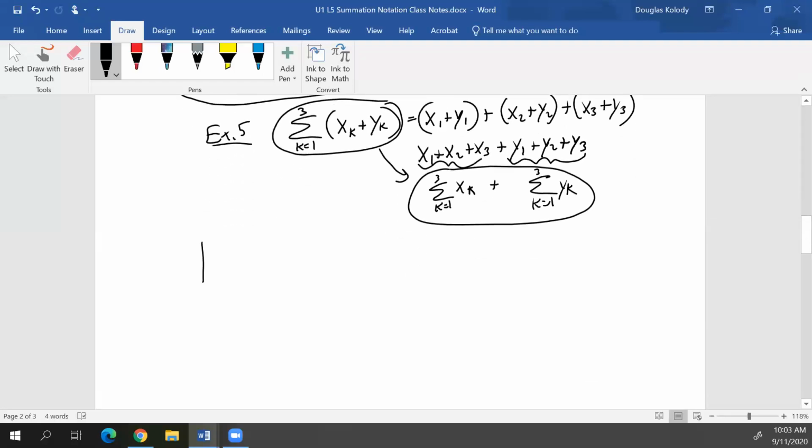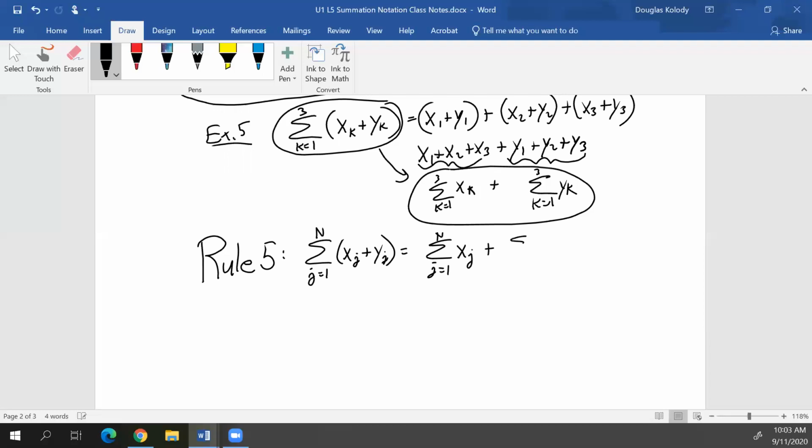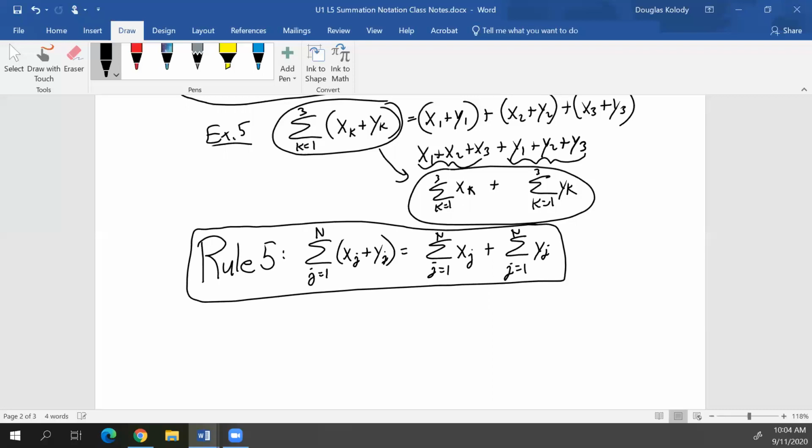Rule number 5, the final rule of summation that we're going to deal with, is if you take the sum, I'll go back to j, as j goes from 1 up to n, just for consistency, of x sub j plus y sub j. And you could just distribute, and you'll get the sum as j goes from 1 to n of x sub j plus the sum as j goes from 1 up to n of y sub j. And boom, I give you rule numero 5.